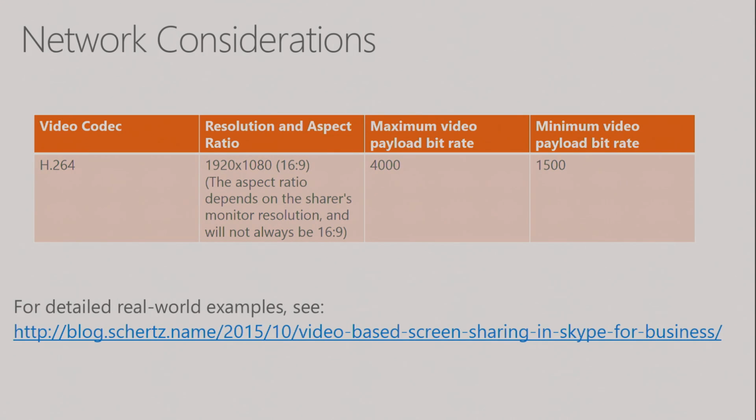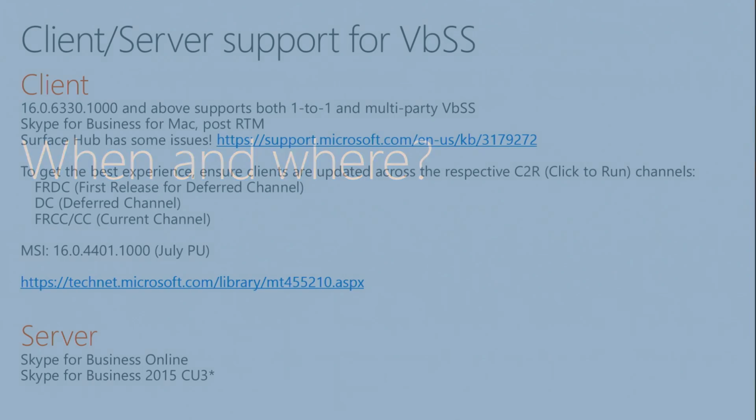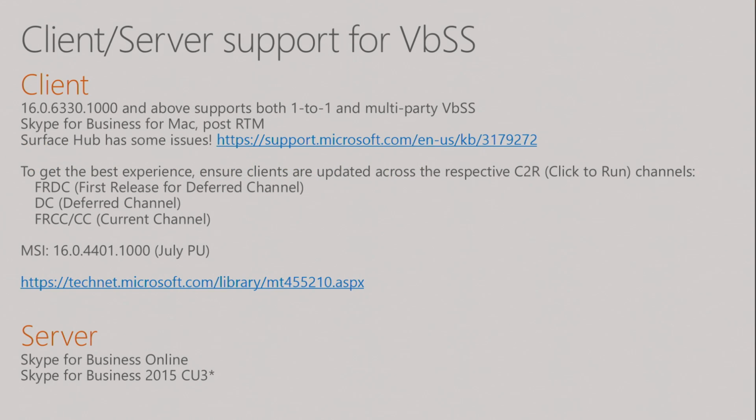So he's got some good information there in terms of some testing that he did and how much bandwidth gets used in certain situations. So, when and where. The first most important thing, on the client side, is Skype for Business clients 2016 and above. Has to be 2016. This will not work in a 2015 client, even if it's a 2015 client that's running the Skype for Business skin. So very important that you're in the 16 range.